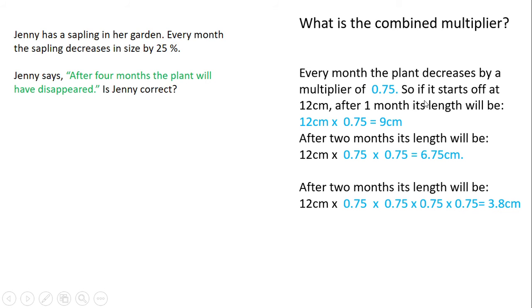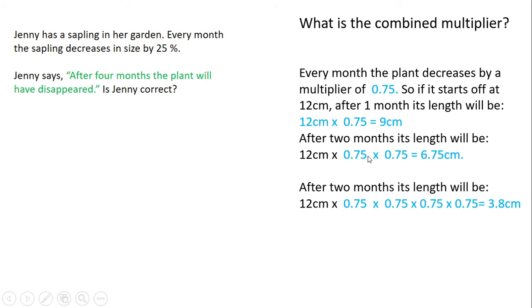So if it starts off at 12 centimeters, after 1 month its length will be 12 times 0.75, which is 9 centimeters. After 2 months, its length will be 12 times 0.75. So this is 9 centimeters here. This is what it is after 1 month.